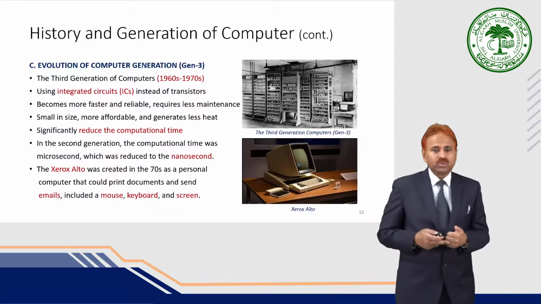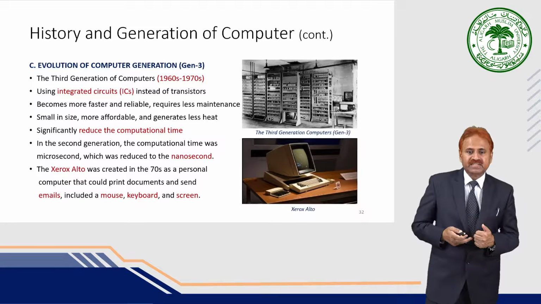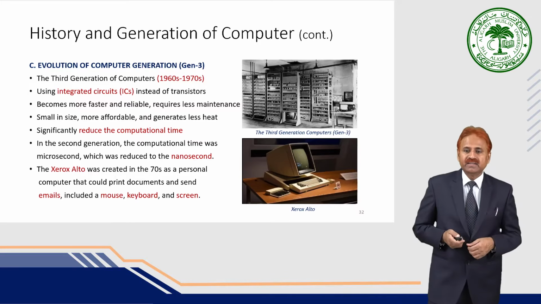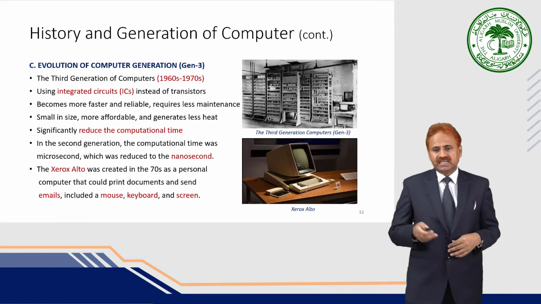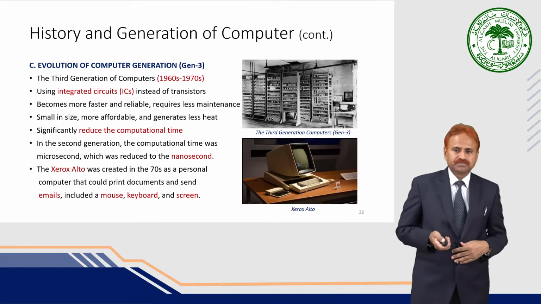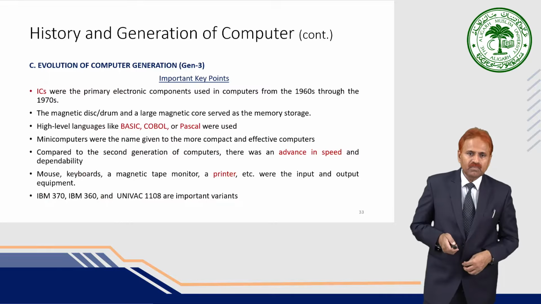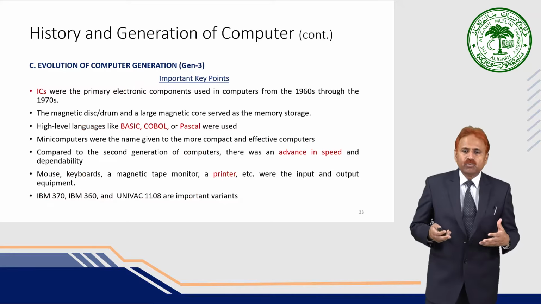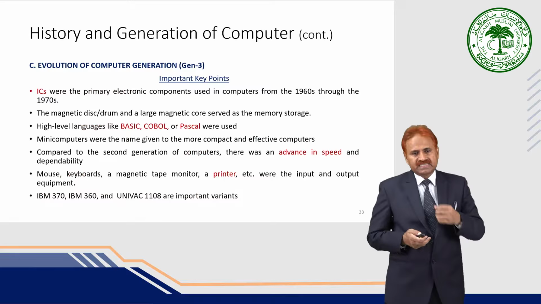The Xerox Alto was created in the 70s as a personal computer and could print documents and send emails. It included a mouse, keyboard, and screen. Here you can see an example of the Xerox Alto, a machine of the third generation computers. Important key points of the third generation computers can be summarized below.